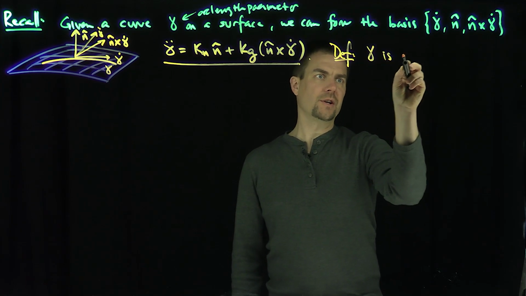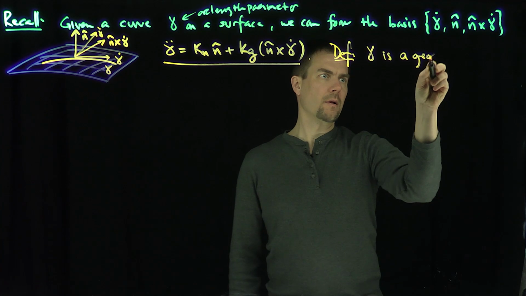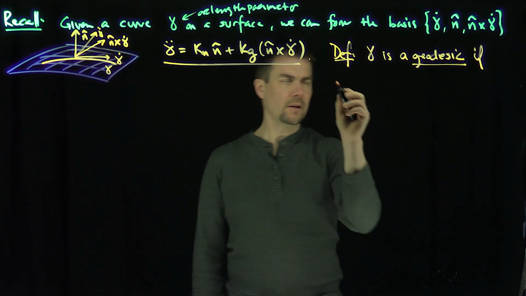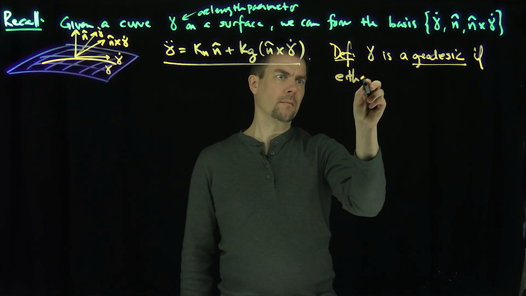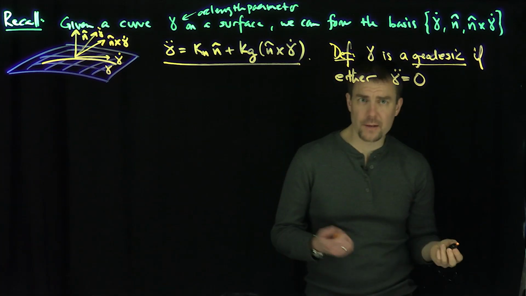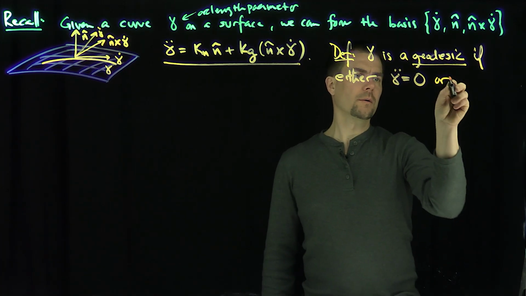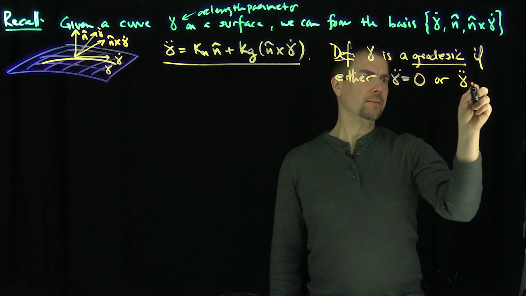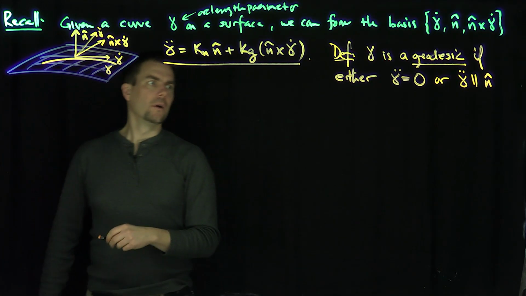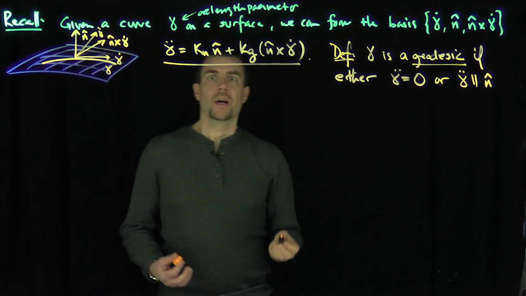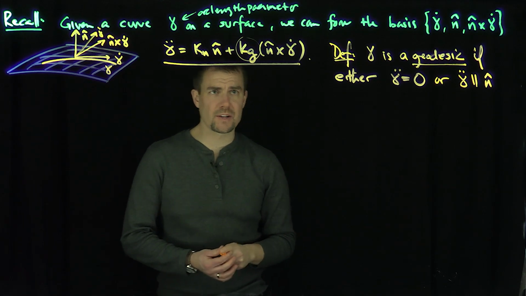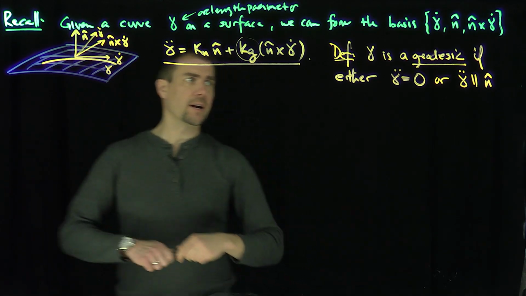Gamma is a geodesic if either gamma double dot is equal to 0, like a straight line basically, or gamma double dot is parallel to n hat. That's what it means to be geodesic. In other words, if it's parallel to n hat, there's no geodesic curvature. So an immediate consequence of this stuff. So let's do this consequence.